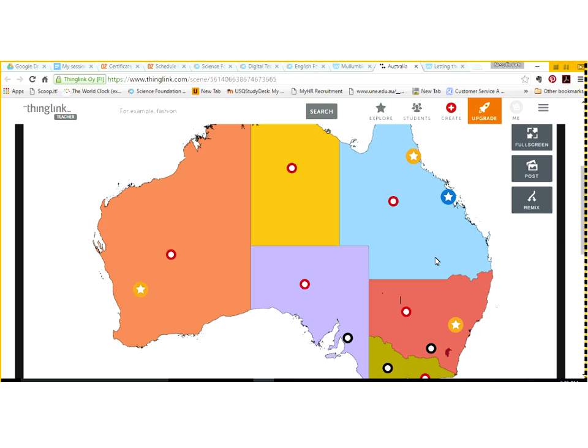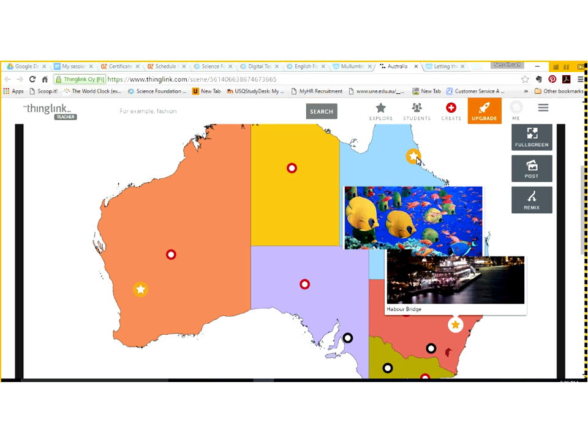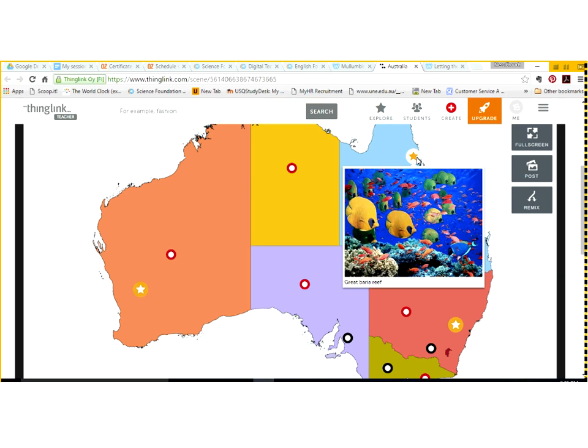Then the next thing they were asked to do is, if they could, to identify some important features of our country. So this child has identified Sydney Harbour, almost in the right spot, it's not quite that far inland, but she has also searched on through ThingLink to find an image of the Sydney Harbour Bridge to put there. And up here she's got the Great Barrier Reef. It wasn't a spelling test, by the way.